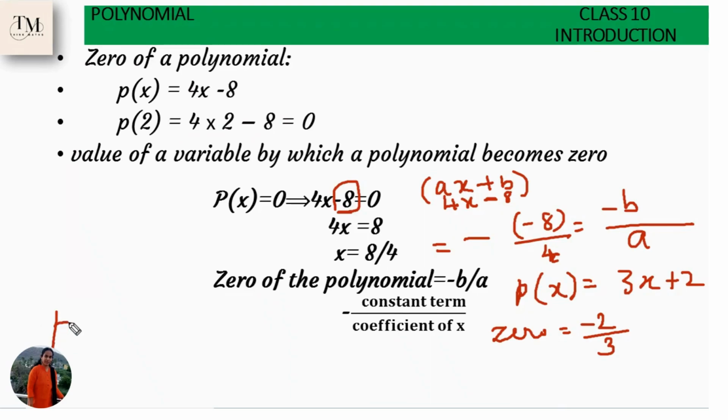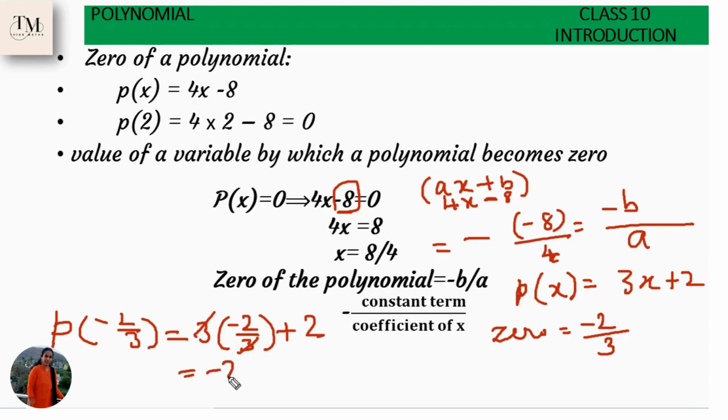So let us check. So p of minus 2 by 3. Instead of x, I should substitute minus 2 by 3. Okay. So just a minute, I will erase this p. So 3 into, instead of x, we are going to substitute minus 2 by 3, plus 2. So these 3s get cancelled. So minus 2 plus 2, which is equal to 0. So we can easily find the zero of the polynomial using this formula minus b by a.